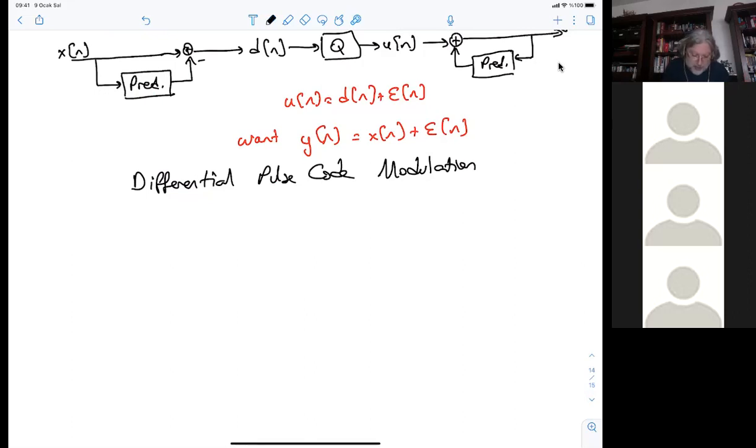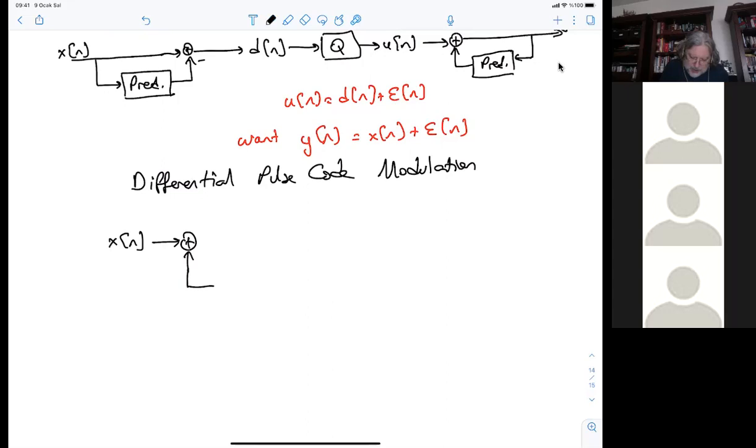It runs like this. You have x of n, and you are subtracting the prediction. So it's quite similar, but it's to the left-hand side now, as you see. Whereas here, I was subtracting the prediction at the right-hand side of this schematic layout. Now I'm doing it at the left-hand side because at the right-hand side I'm going to do something.